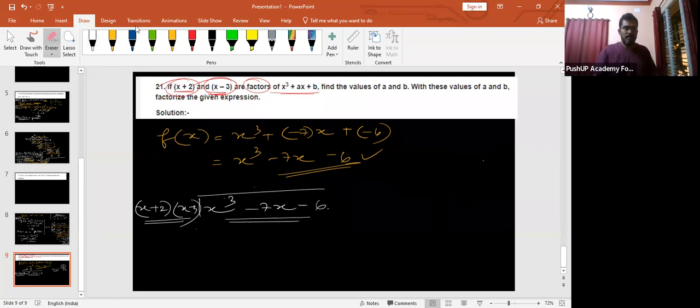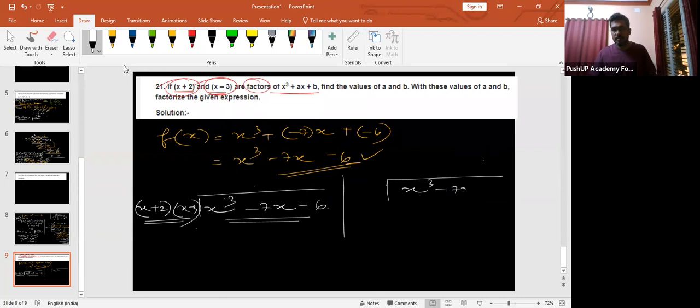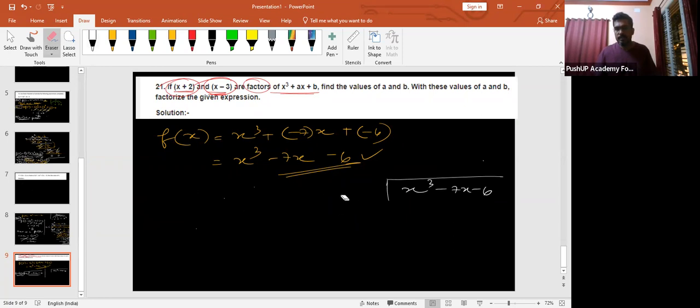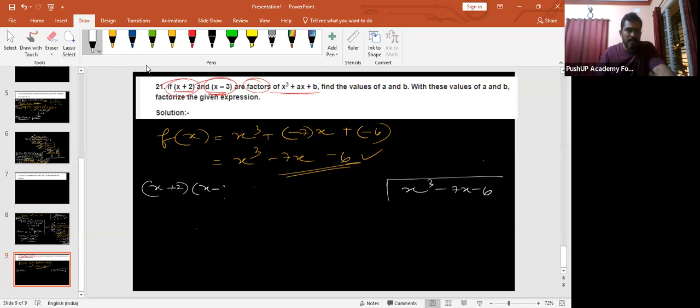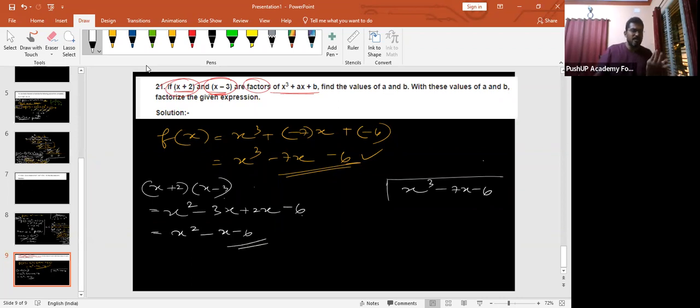So here, what I will do is, I will write the dividend x cube minus 7x minus 6. Here, what was it? x plus 2 into x minus 3. If I ask you what is x plus 2 into x minus 3, if you just expand it, it is x square minus 3x plus 2x minus 6, which is x square minus x minus 6. Makes sense, no children? It is x square minus x minus 6. So I'll write here x square minus x minus 6. I just multiplied both of them.